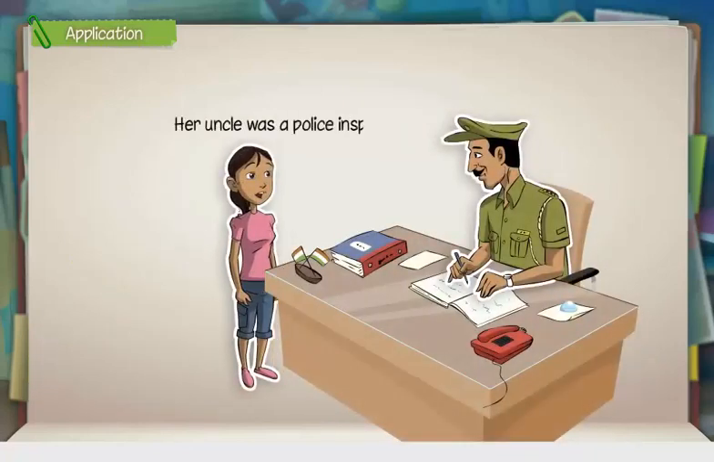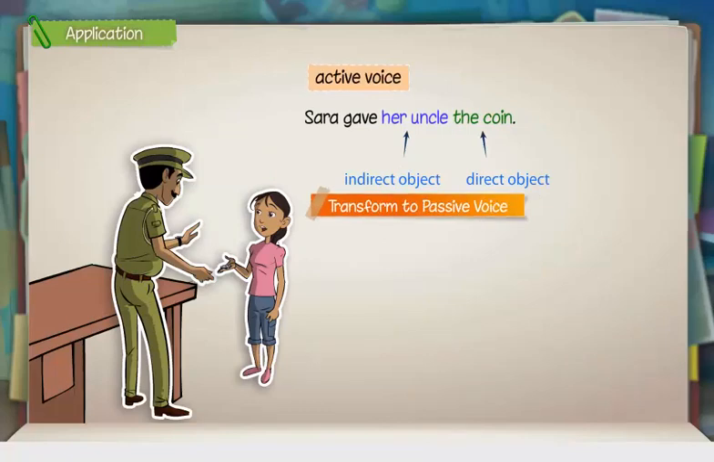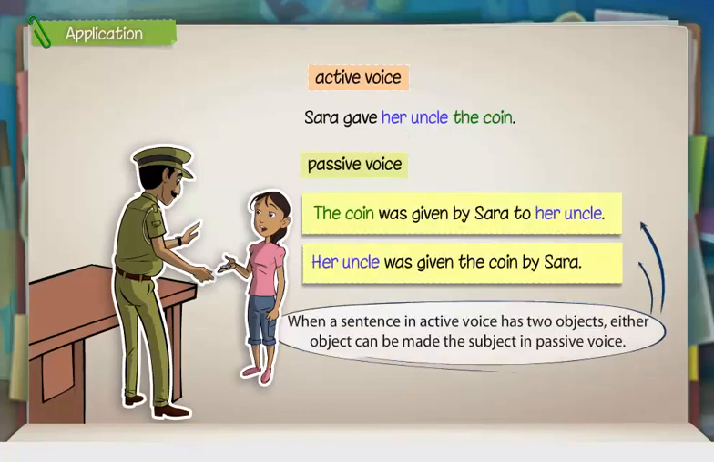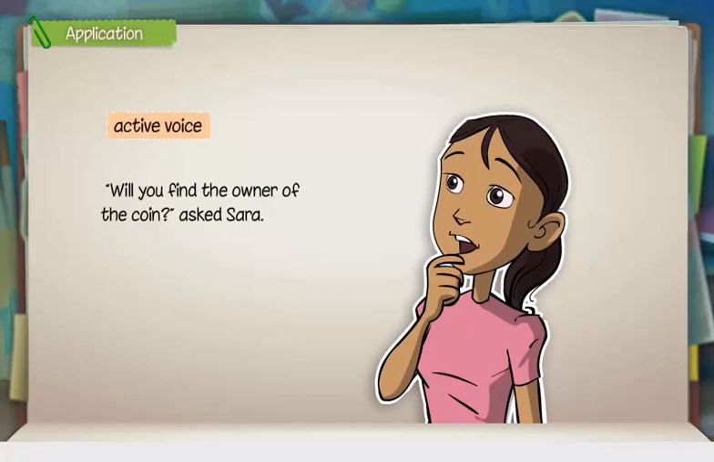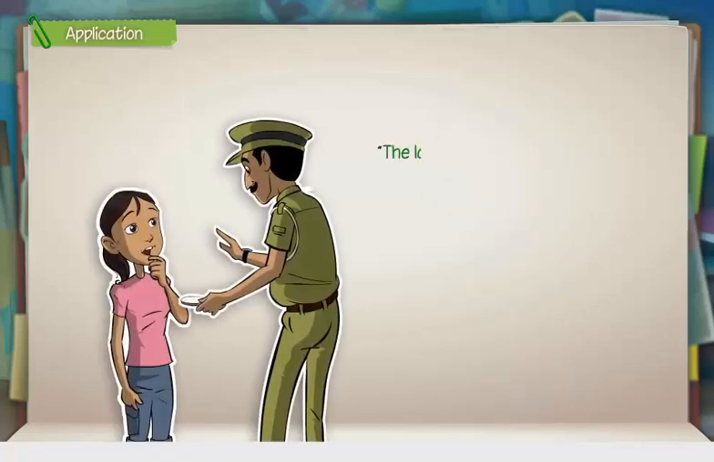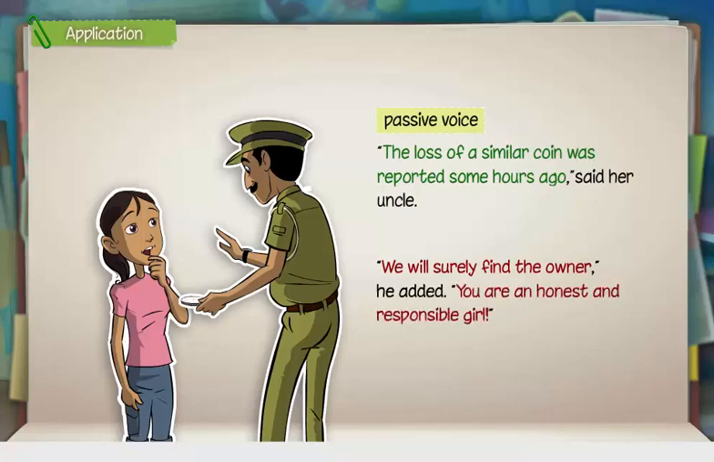Her uncle was a police inspector. Sarah gave her uncle the coin. "Will you find the owner of the coin?" asked Sarah. "The loss of a similar coin was reported some hours ago," said her uncle. "We will surely find the owner." He added, "You are an honest and responsible girl."